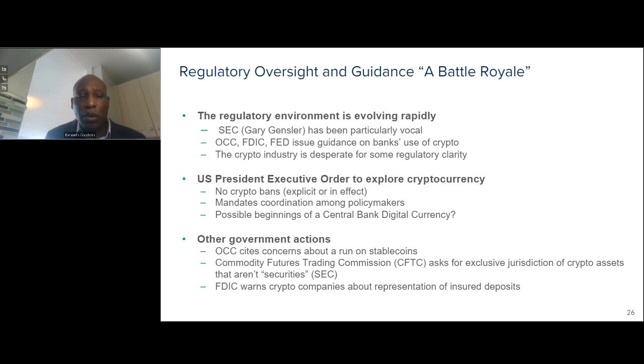The FDIC warns crypto companies about representation of insured deposits, right? The FTX explosion is a prime example of the fact that these are not insured products. You did have some companies out there making a statement, or at least making the disclaimer statement, that these could be insured products, and we know that they're not. So when you do purchase cryptocurrencies, know that you may lose everything.